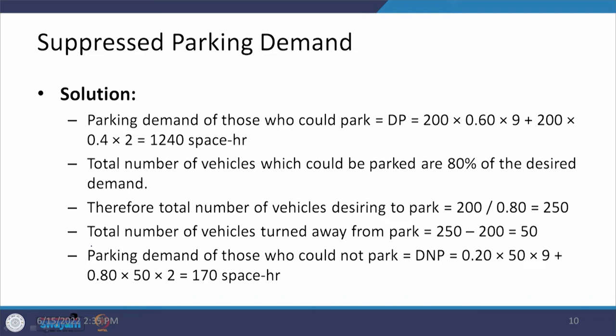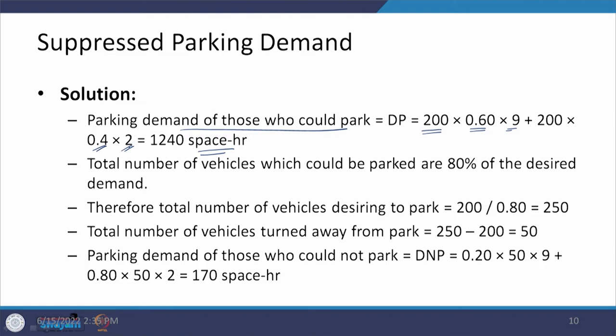The very first thing is that the vehicles which have been parked, if we convert them into space hours, then it is a simple thing that 200 vehicles in total are there, out of which 60% are cars with commuters, and the commuters are there for 9 hours, and 40% are there for 2 hours. So, that comes out to be 1240 space hours.